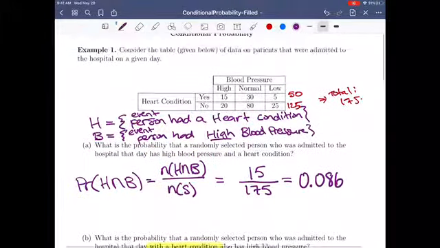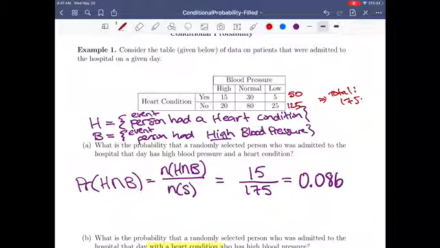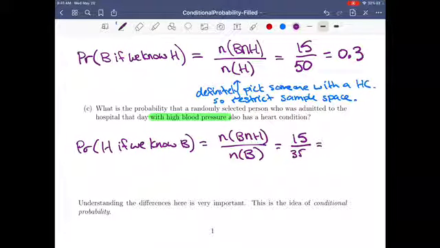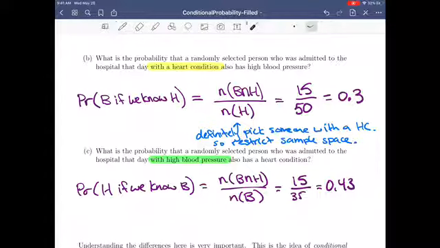The people with high blood pressure is going to be this column, so 15 plus 20, so 35 in that column. Now we're going to divide this by 35, and we get 0.43, I think. So this is even the most likely. This is the idea behind conditional probability. If you know something about what could happen in the experiment, what's going to happen. Here we knew we were going to get someone with a heart condition. Here we knew we were going to get someone with high blood pressure. It affects the probability that other stuff can happen.